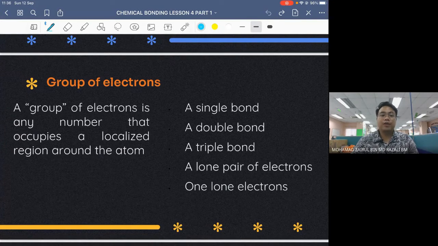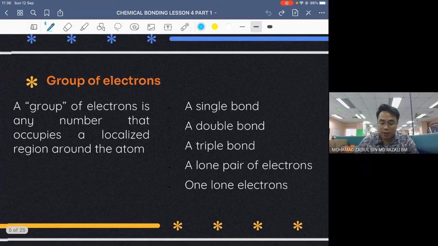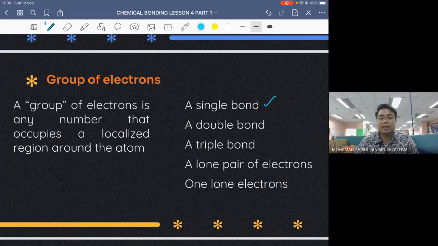A group of electrons is any number of electrons that occupy a localized region around the atom, and in this case, around the central atom. There are a few different types of electron groups. A single bond we count as one electron group. So for example, for a molecule of HCl, this single bond we consider as one electron group.